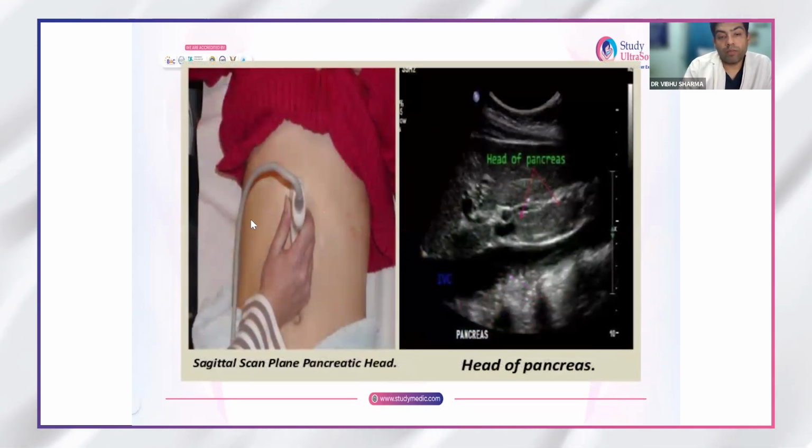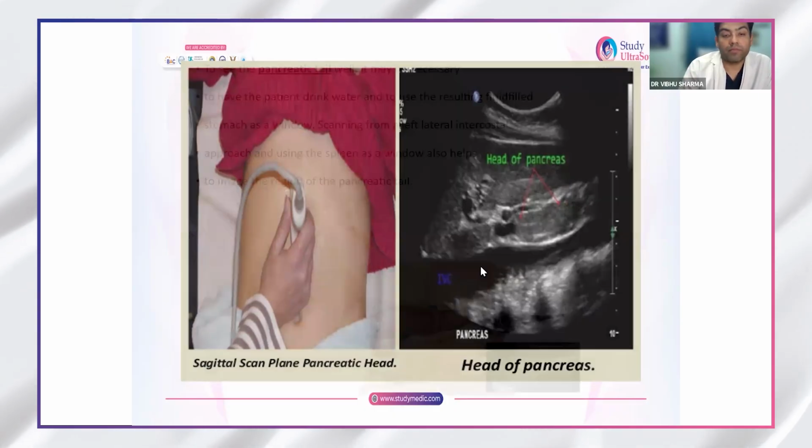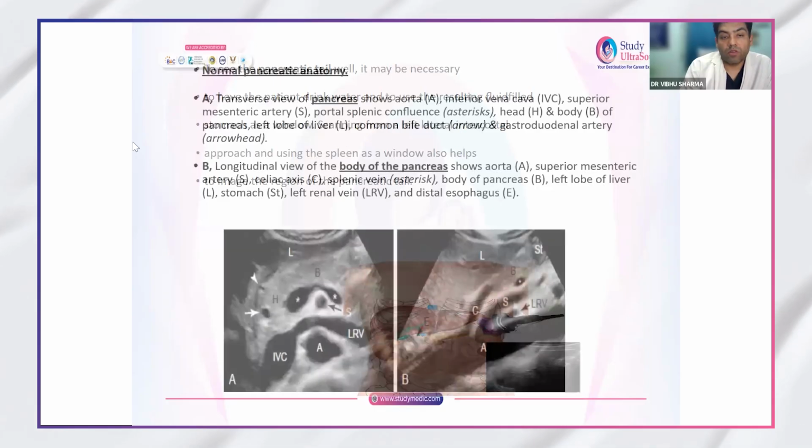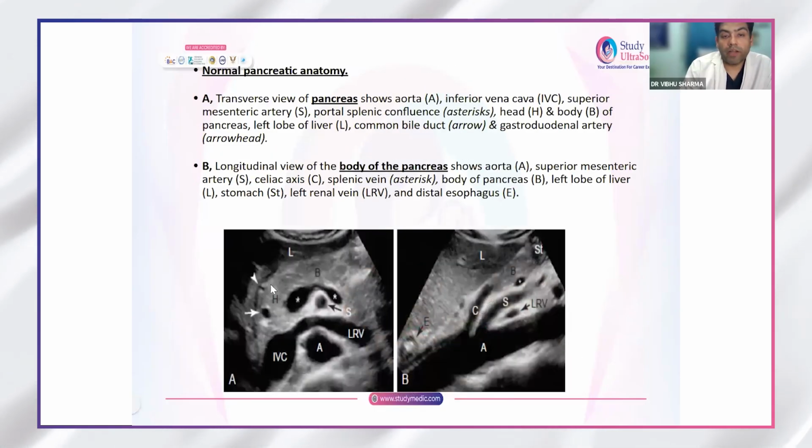So then you can make the probe sagittal, and then you will see the structure like this. You can see the head of pancreas here, and you can see the IVC along its length. So this is the normal pancreatic anatomy. We can see the pancreatic head, body. This is the superior mesenteric artery, IVC, aorta, and left renal vein. This is in the sagittal plane.